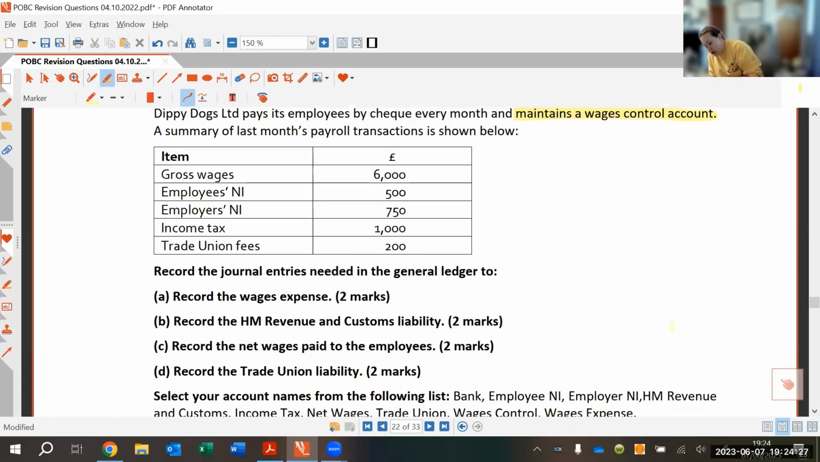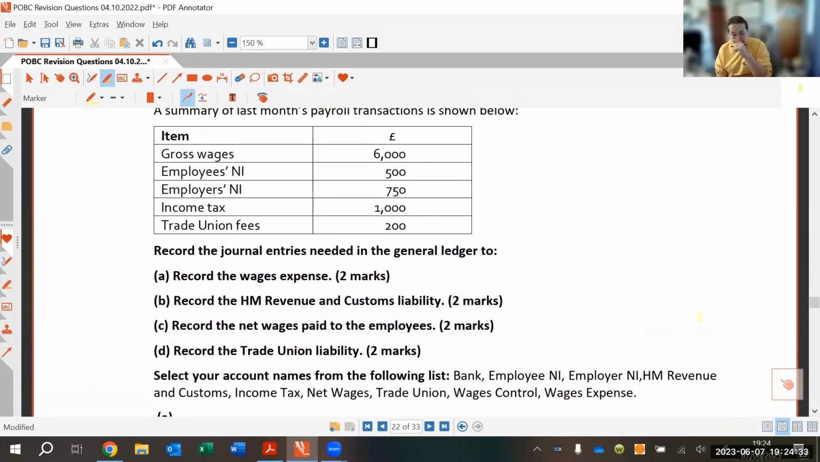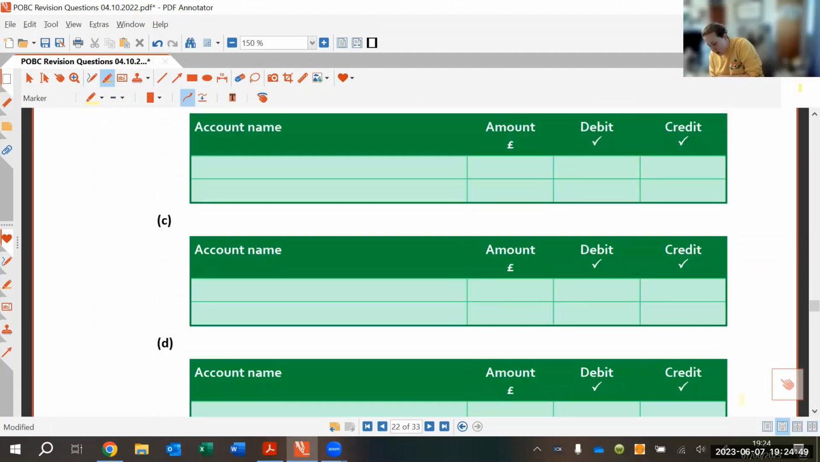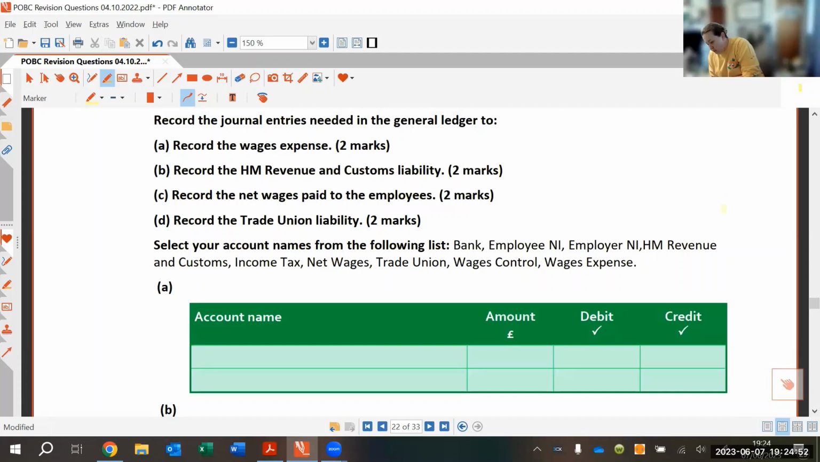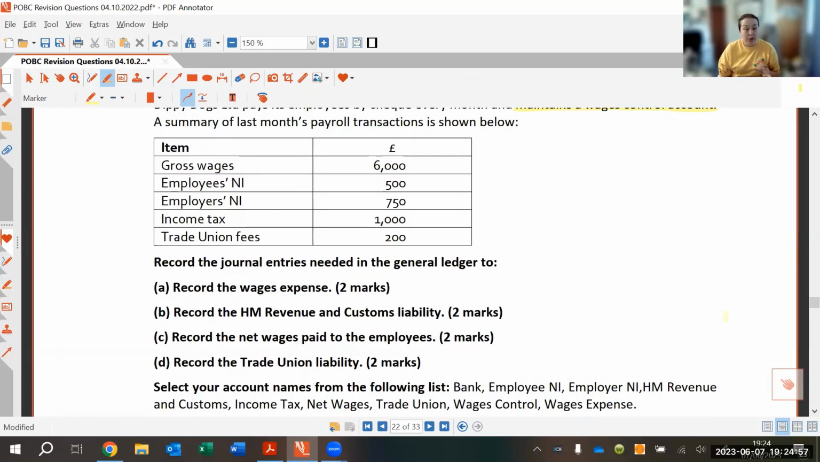So the first thing that I would do on a question like this is look at what amount I need for each journal. So I've got to have a wages expense journal, HMRC journal, net wages paid journal, and then a trade union liability journal. So we can see that we've got 4 journals to fill in, hopefully all on that page. Yes, they are. So this is definitely one for your blank paper in the exam to make some scribbles, make some notes as to what the amount's going to be, because you will get credit for those correct amounts. So I always think start with the easy bits and move on. So start with knowing what you need to do.